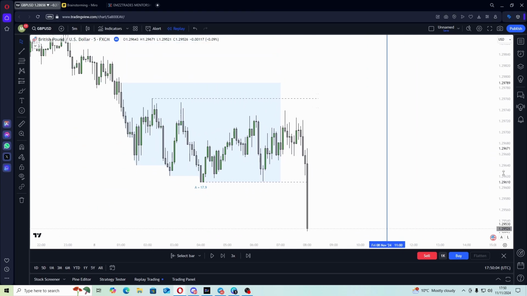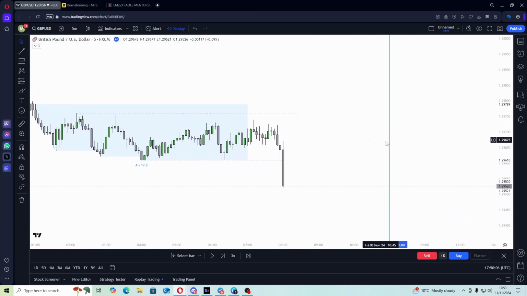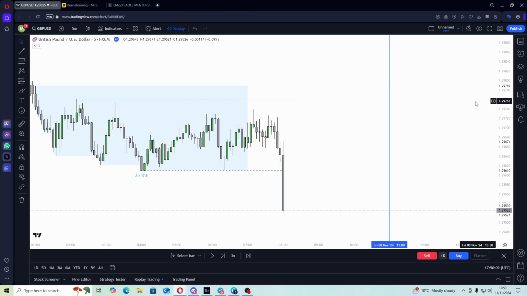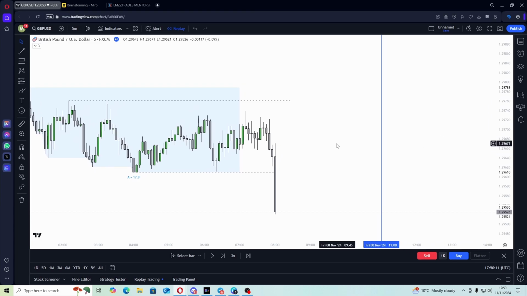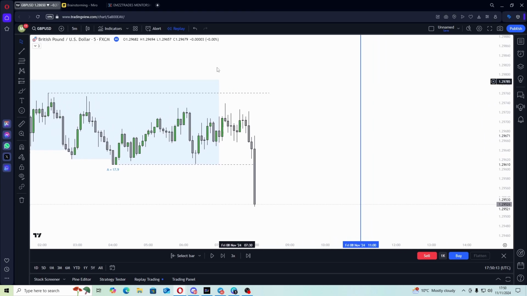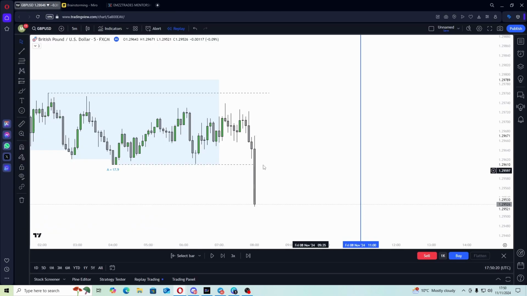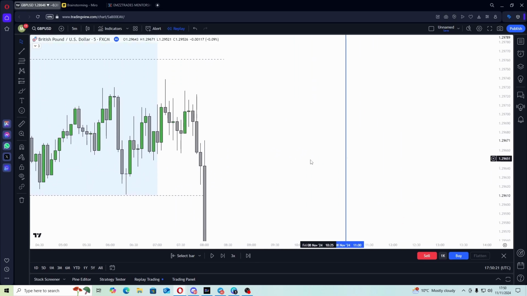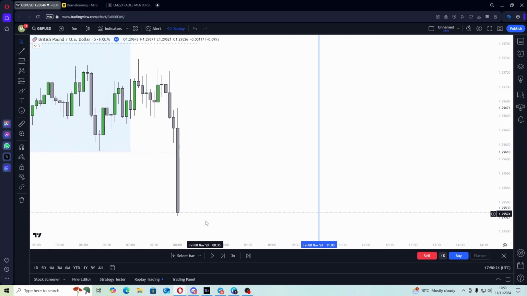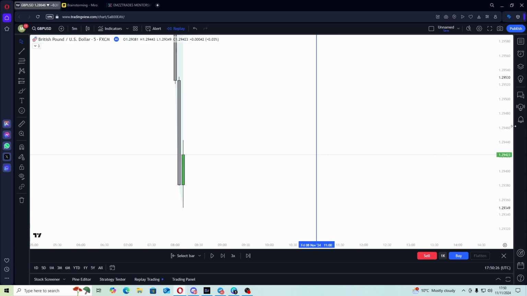So once the lows of Asian sessions have been taken out, what we can actually figure out is we're going to be taking buys, okay? We're only going to be buying because we only trade the reversal, all right? So now what we need to do is find a market structure shift with an engulfing candlestick. So if I play price forward now, we need to find the engulfing candlestick towards the upside. Play price forward, you can see right here, it's gone even more below.